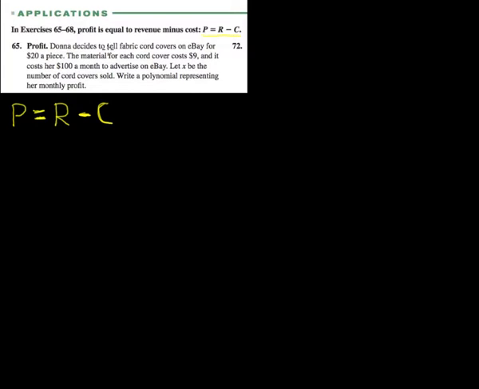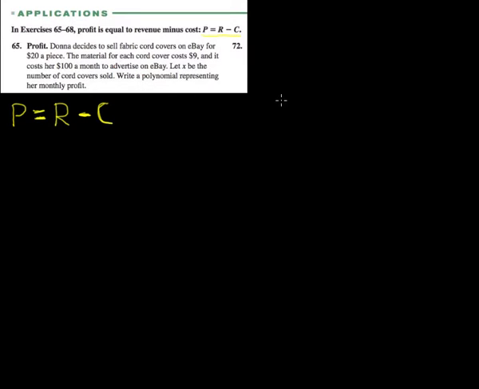Profit. Donna decides to sell fabric cord covers on eBay for $20 a piece. The material for each cord costs $9, and it costs her $100 a month to advertise on eBay. Let X be the number of cord covers sold. Write a polynomial representing her monthly profit.